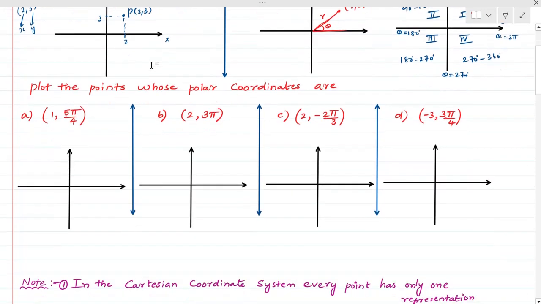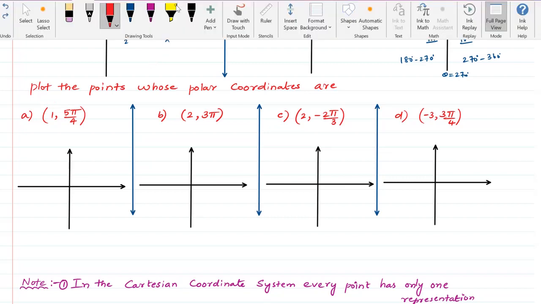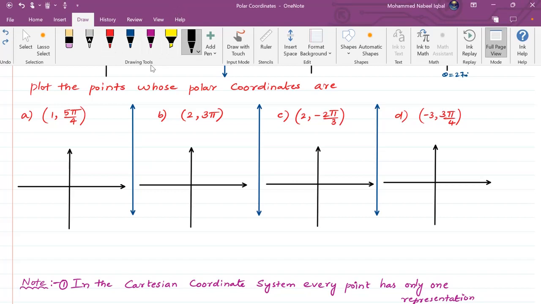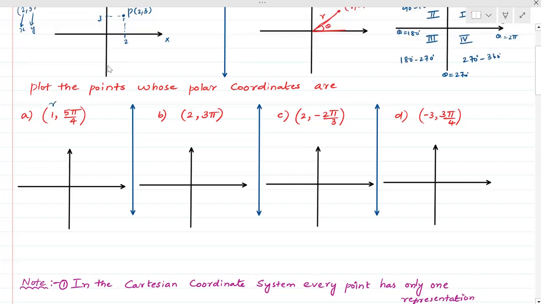Now let us take the next question: plot the point whose polar coordinates are given. The first value is r, which is a length, and the angle is 5 pi over 4. I will first convert 5 pi over 4 into degrees. Pi over 4 is 45, multiplied by 5 you get 225. So it is 225 degrees.